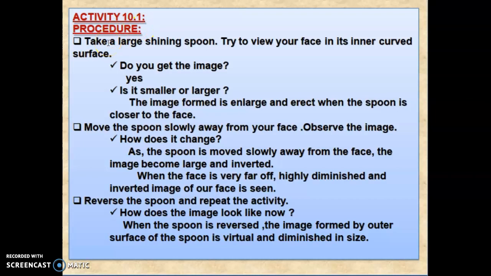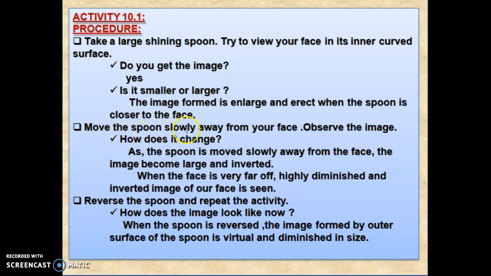Procedure: take a large shining spoon and try to view your face in its inner curved surface. Do you get the image? Yes, you will see your face image. Is it smaller or larger? The image formed is enlarged and erect when the spoon is close to the face. Erect is nothing but almost upright, or straight. So you can see your image enlarged when the spoon is close to the face.